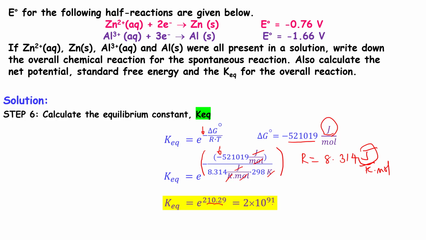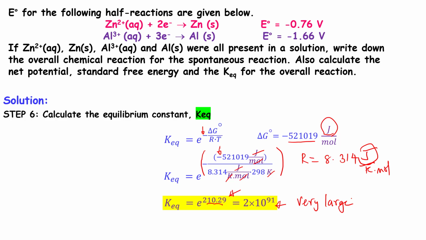And if you take e to the power of 210.29, then it gives you 2 times 10 to the power of 91. This is a huge number. So that tells you that your KQ is very, very large. So what does KQ mean? KQ is the equilibrium constant. And the equilibrium constant is written as products over reactants. That is the product concentrations over reactant concentrations.